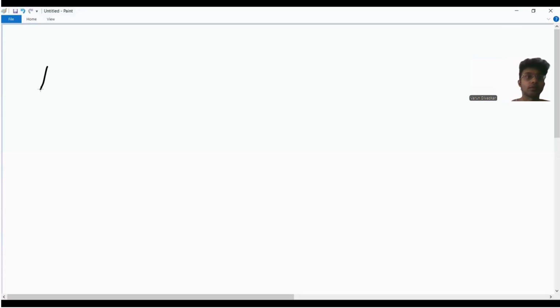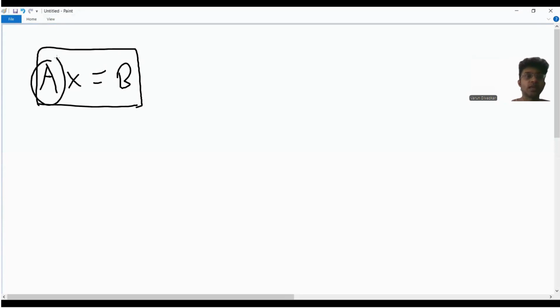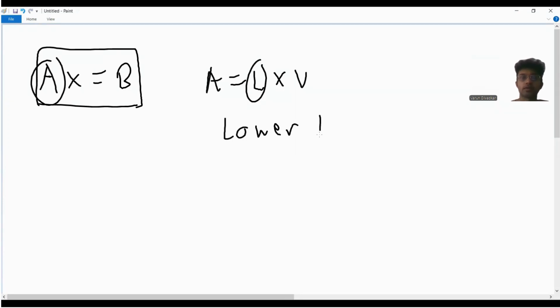So Ax equals B, if that's your system of linear equations. What we're going to do is decompose this A into two matrices, like A equals L into U, where L is a lower triangular matrix, and U is an upper triangular matrix.